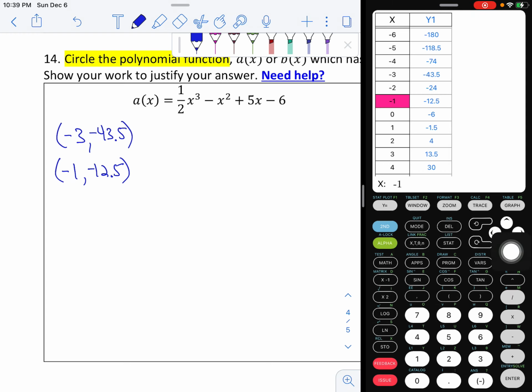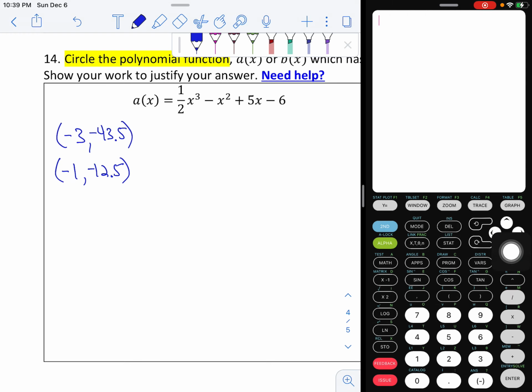All right, now I'm going to get out of the table of values. So I'm just going to hit clear here. Let's see if that works. Nope. So then hit second and quit. That'll just get you to the normal calculator screen.